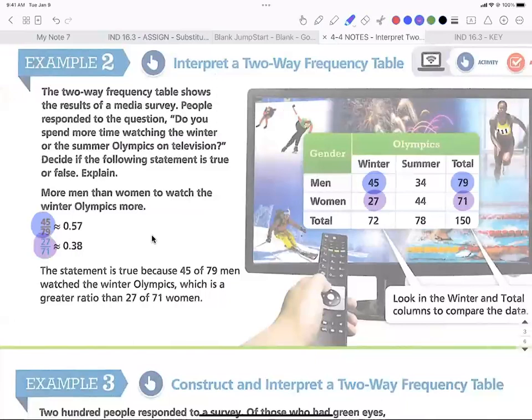Do more men than women prefer the Winter Olympics? Yes or no? It is true. Now, again, it looked like right off the bat, 45 is bigger than 27, so it looked like we should be able to answer yes. But you can't just use those numbers if the number polled wasn't the same. So you just really have to watch that.